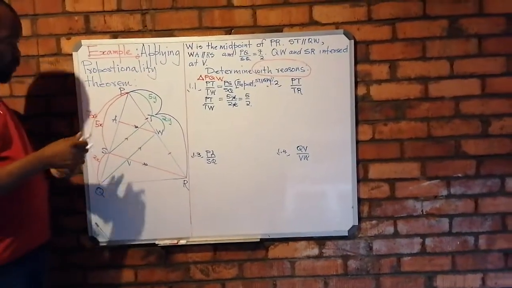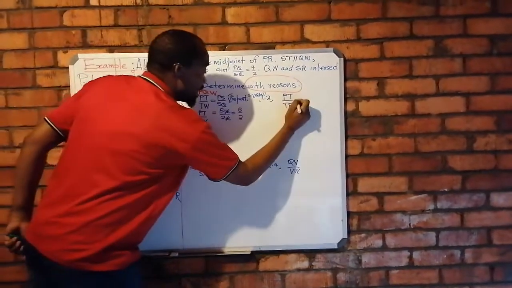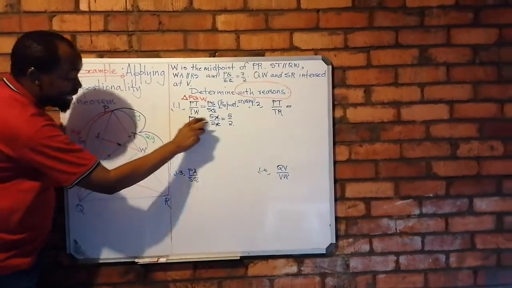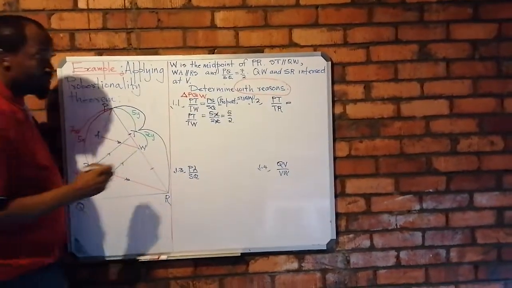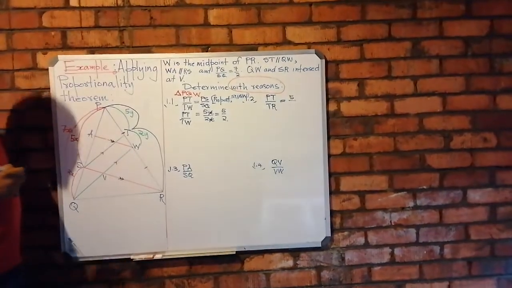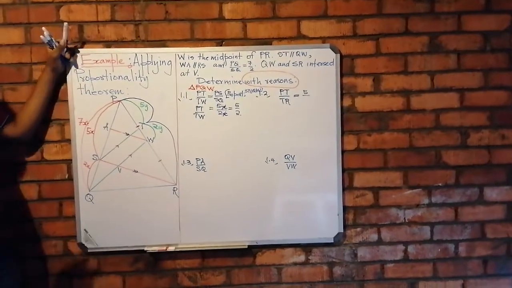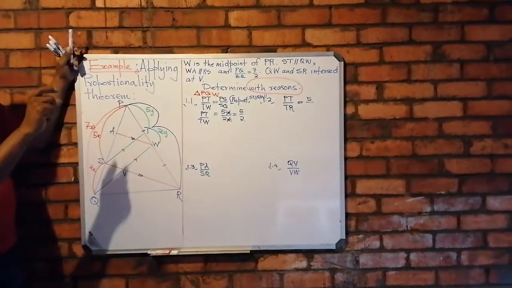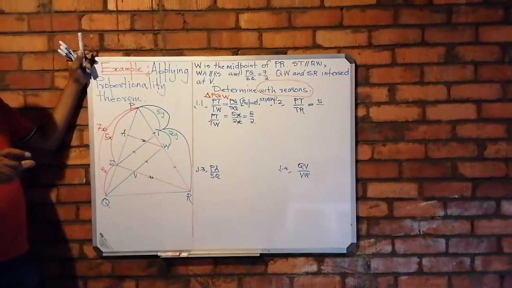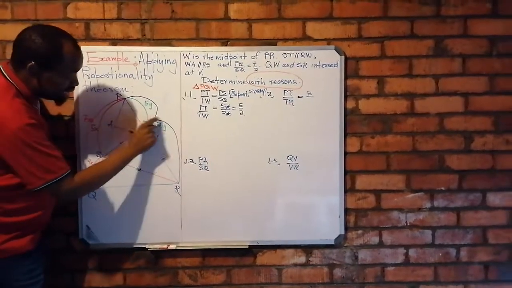Now, if you look at it, PT, we have just done PT there, it is 5. Now, I would say PT is 5. Be careful, that is where you need to use proportionality. There is where you need to use your mathematics now. I want TR.